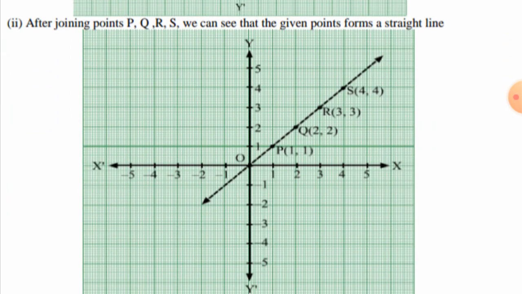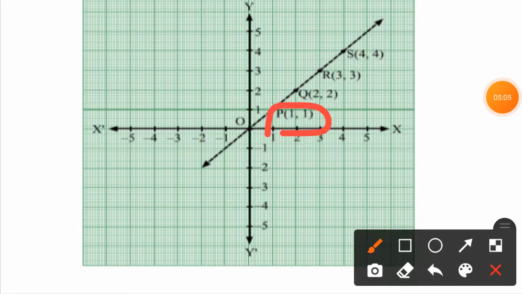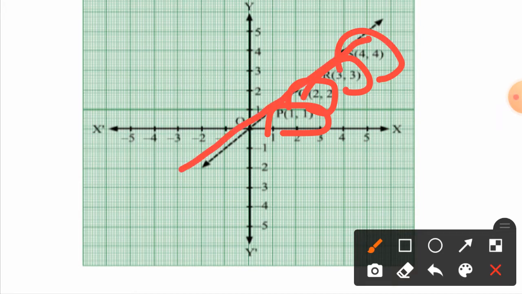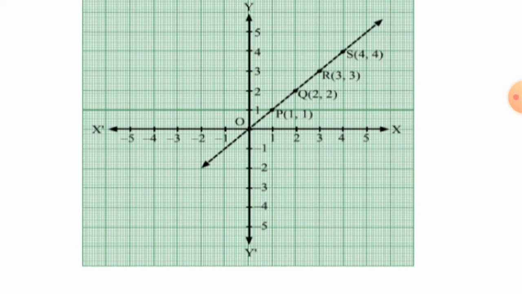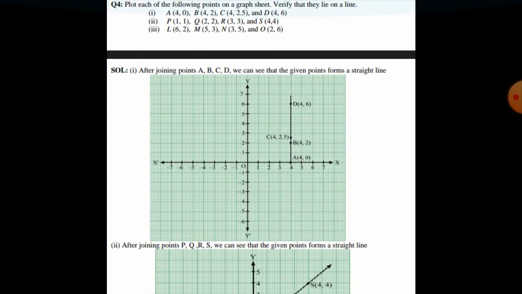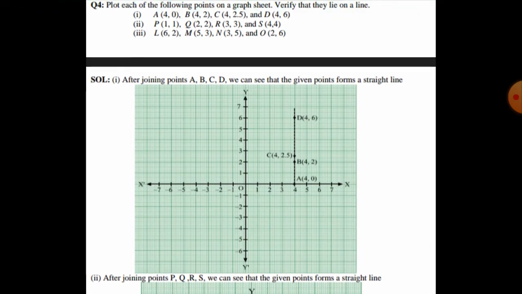When we represent these points, this is point 1 1, this is point 2 2, this is 3 3 and 4 4. Now after joining these points, we have to make a straight line. So this straight line shows that P, Q, R and S are on the straight line. Similarly, in the third part also you have to verify that it also forms a line. So you can try this part.